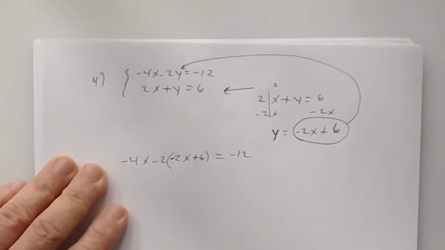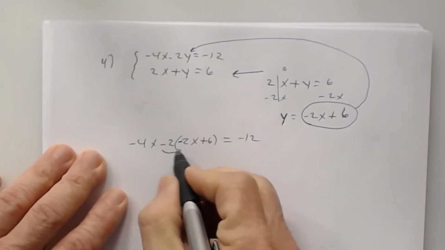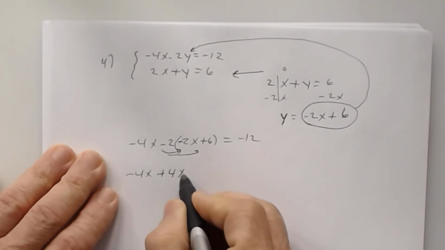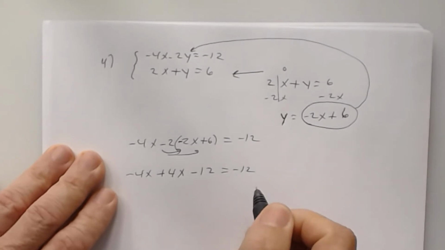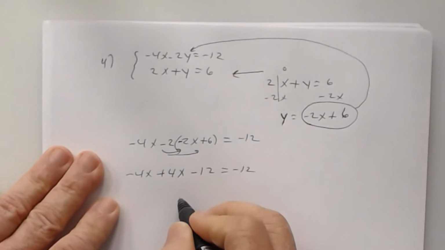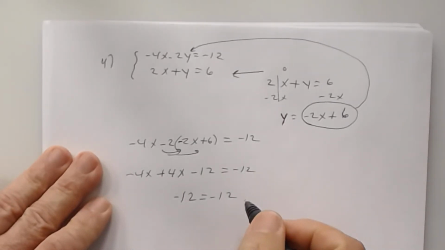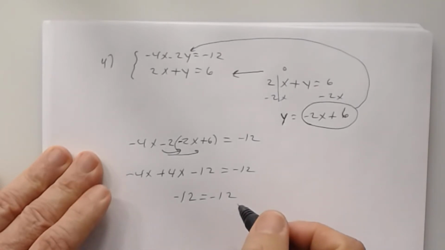All right, what's the next step? Distribute. Property. So I get negative 4x plus 4x minus 12 equals negative 12. Combine like terms, what do I end up with? Negative 12 equals negative 12. So the variable disappeared. So what do you think the solution is? Any real number? Okay, so he says any real number.